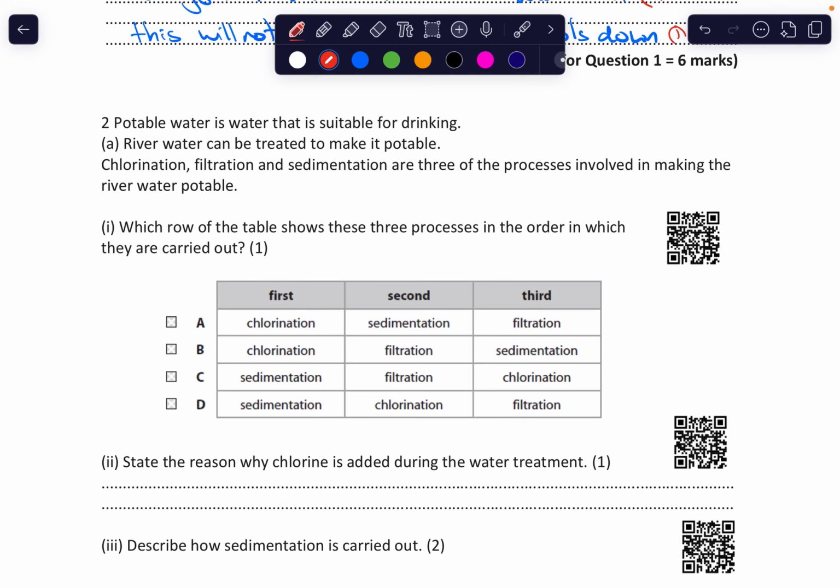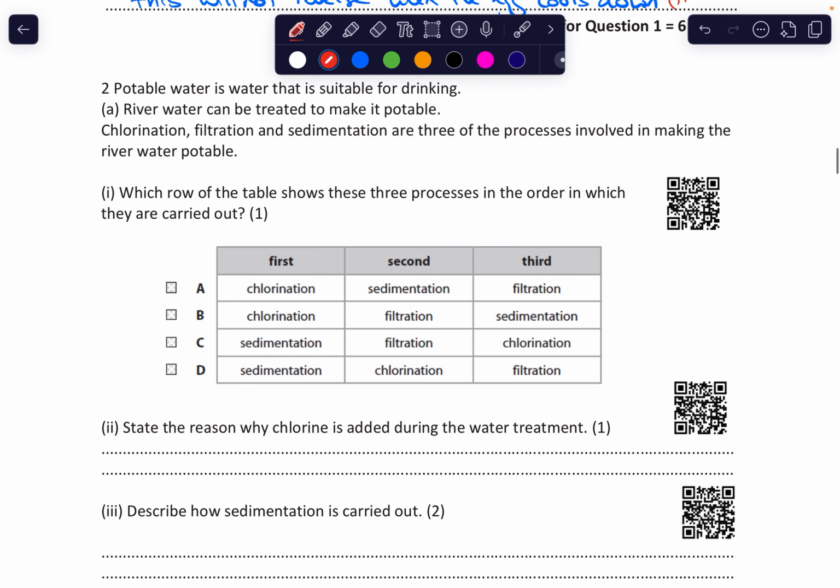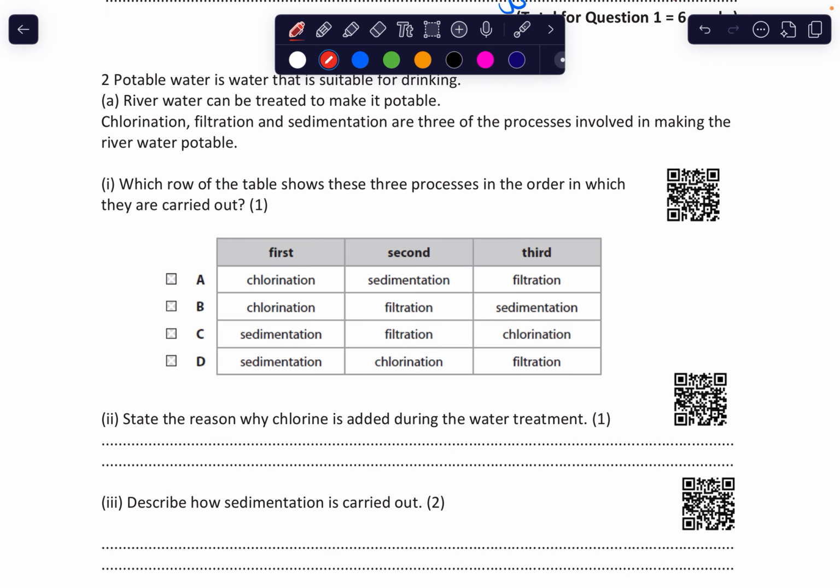This relies on our understanding of how we make water pure and those purification processes. So which row outlines the correct processes involved in making the water pure? Well, the final stage of this process is chlorination. So the only one that has chlorination as the final stage is option C. But let's just check. Step one is always sedimentation, then we filter, and then we do chlorination. So the right answer in this one is option C.